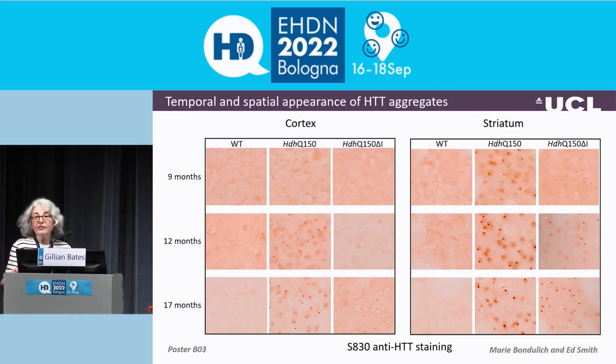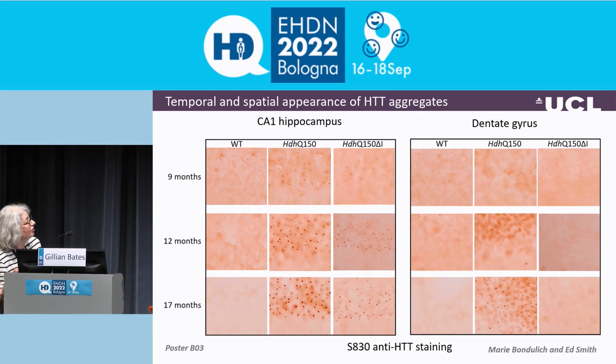So what effect does this have on aggregation? Here I'm showing you 9, 12, and 17 months of age, cortex and striatum, and we're probing with S830 again. There's no signal in wild-type mice. You can see in our knock-in mice, we see aggregation appearing in the cortex and in the striatum, but it's much, much slower in the mice with delta introns.